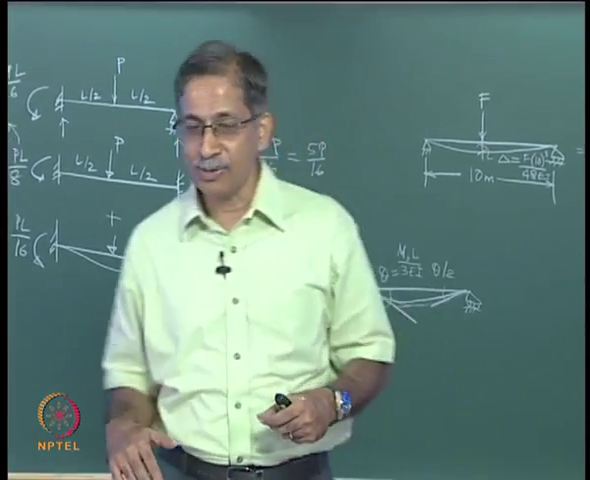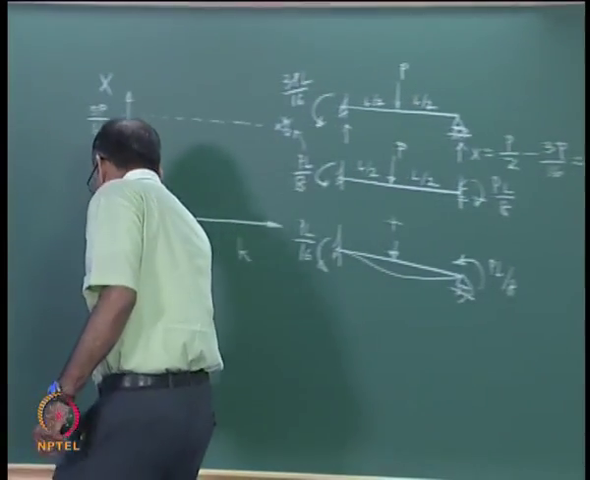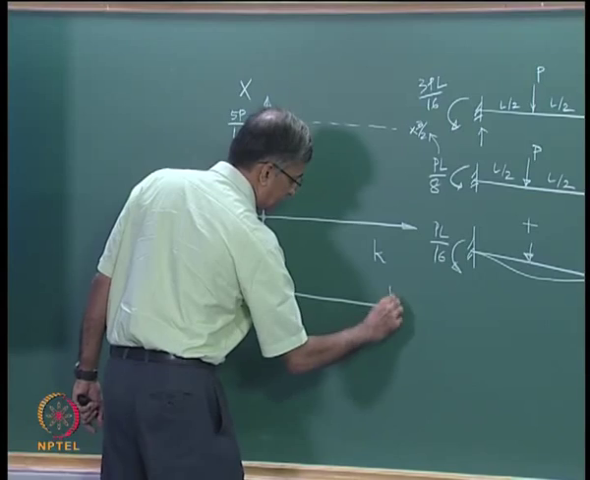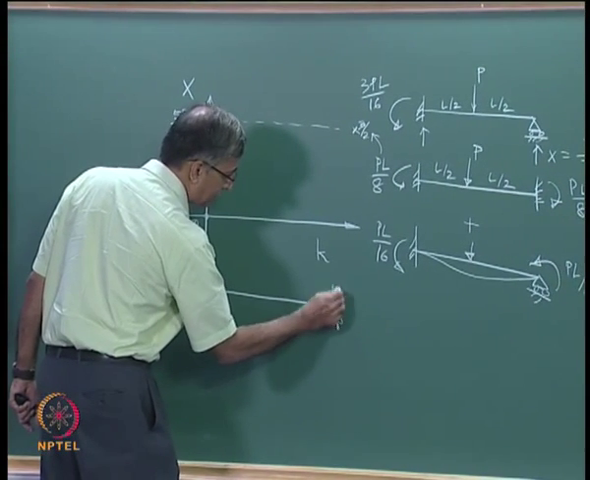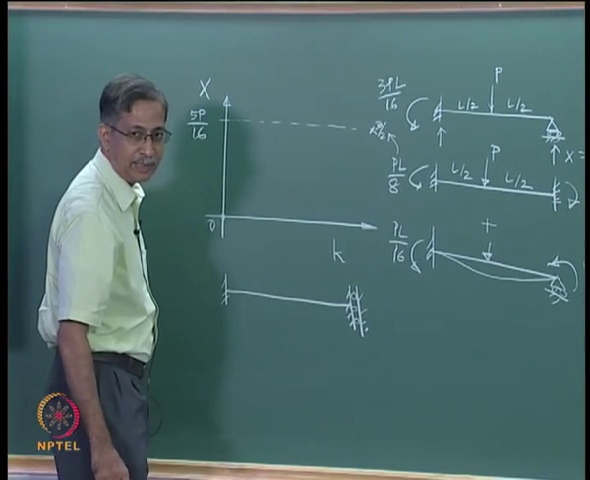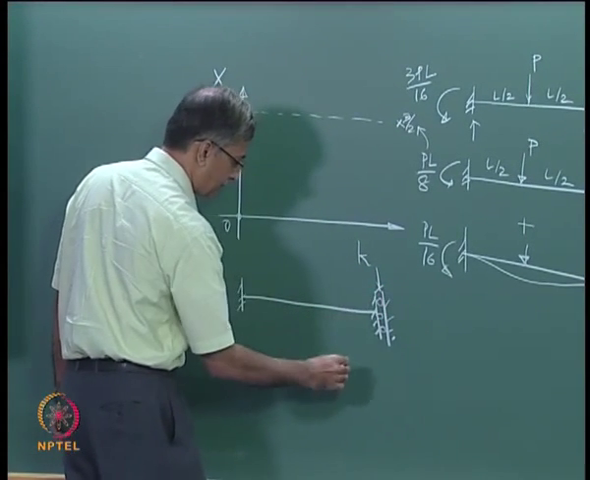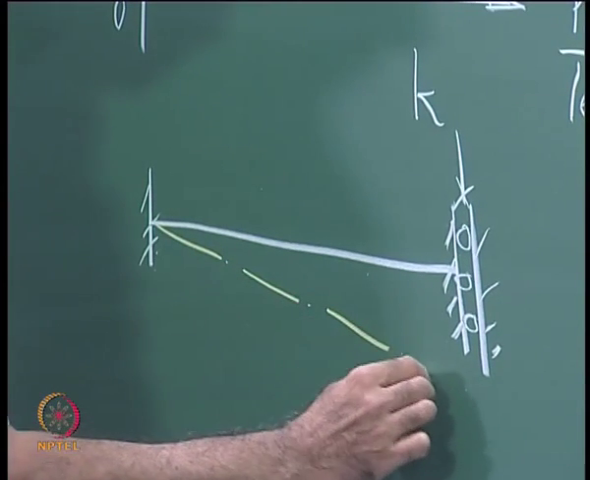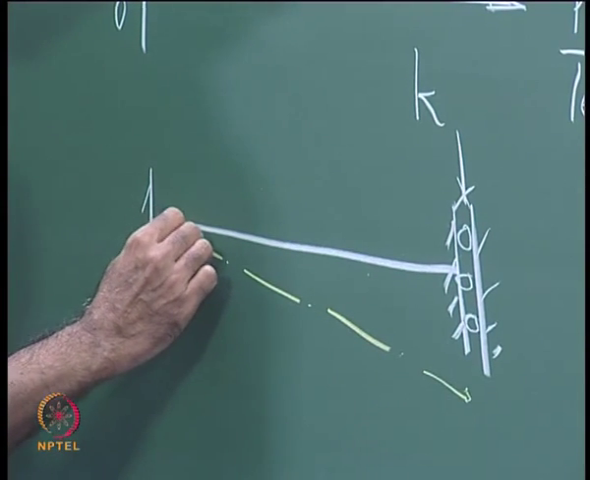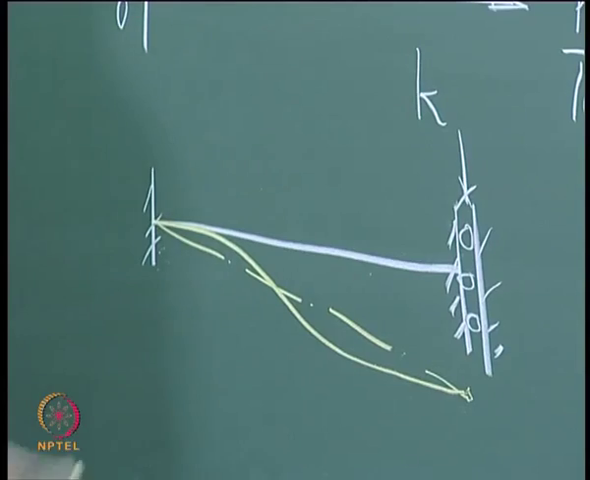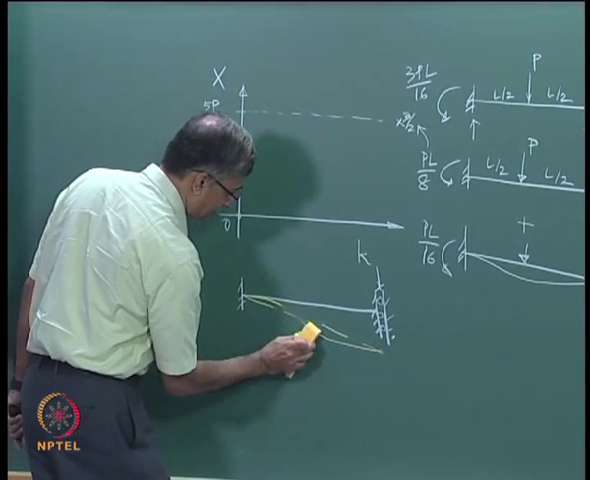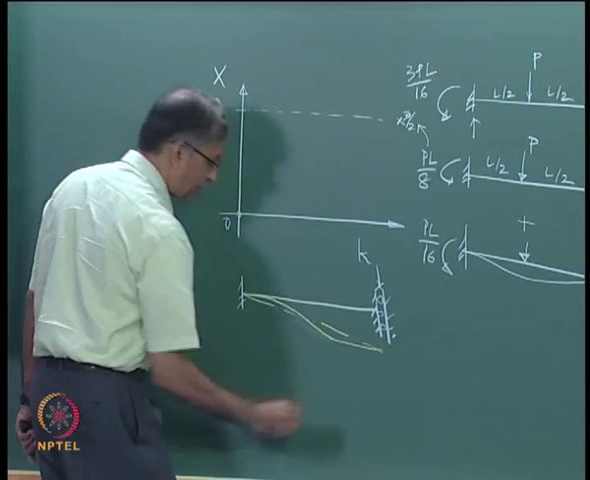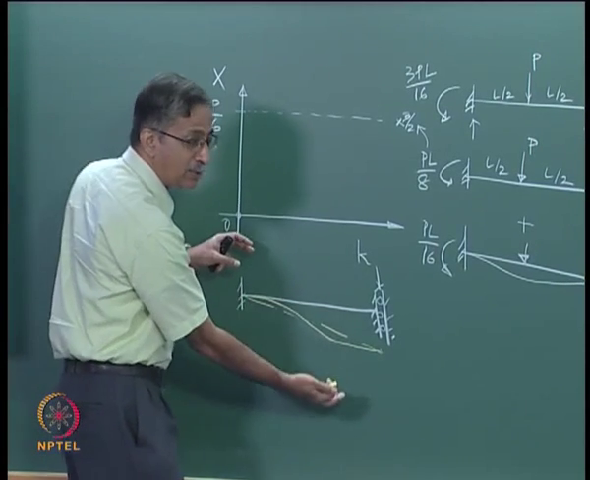It is like the settlement of supports problem. Let us say I had a beam like this fixed here, right. Let us say I push this down. So what is the deflected shape? Let us say this is a chord rotation. The deflected shape will be 0 slope there, goes down like that, goes down. Okay, right? Now does it matter whether this goes down or goes up?